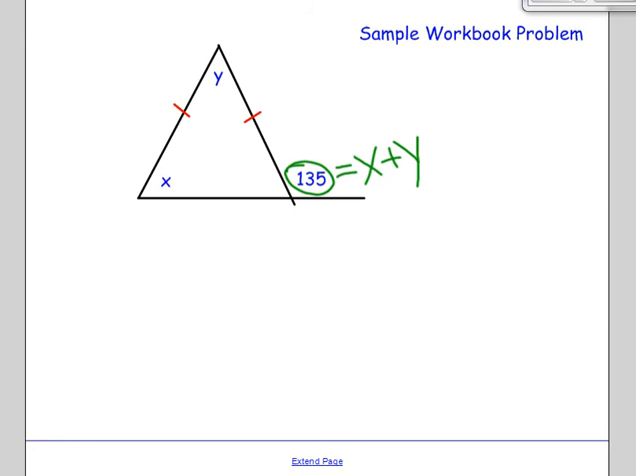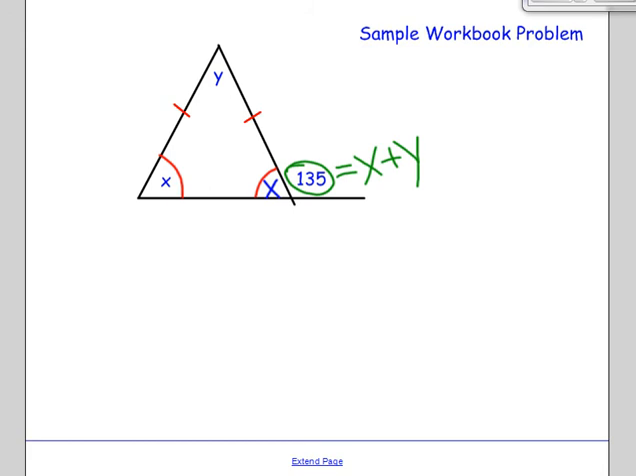And what do I know about an isosceles triangle? If a triangle has 2 congruent sides, then the 2 opposite angles are congruent. So this angle right here and this angle right here are congruent. So if I know the left angle there is equal to x, then the right angle must be equal to x as well. Okay, well, now we got a little bit more information here.